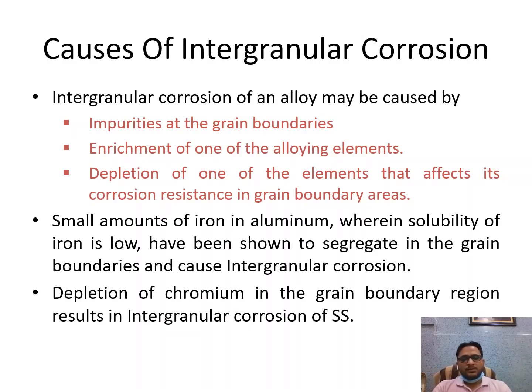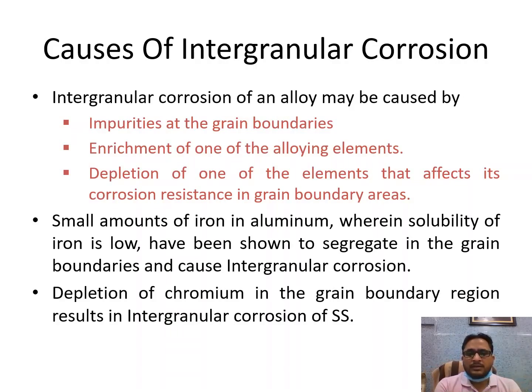Now these are the causes of intergranular corrosion. The first is the presence of impurities at the grain boundaries. Second is enrichment of one of the alloying elements. For example, if we are mixing chromium and carbon in iron, and chromium is enriched, a higher percentage of chromium is present, then there will be chances of pronounced intergranular corrosion. The third is depletion of one of the elements that affects corrosion resistance in grain boundary areas. Depletion of that element may restrict corrosion resistance, so that also causes an increased rate of intergranular corrosion.